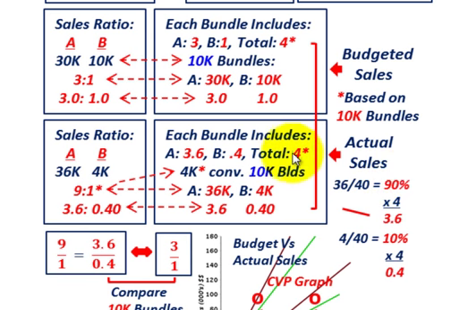And then we know that we want to have a quantity of 4 for A and B for both our budgeted sales and our actual sales. So just take 4 times the 90%. That's going to give you 3.6. So to get this total quantity of 4, our actual sales would have been 3.6 of A. So that was how you determine your ratio for A.